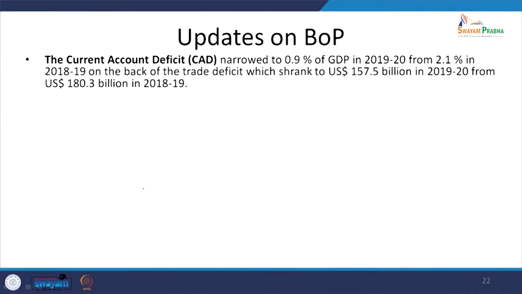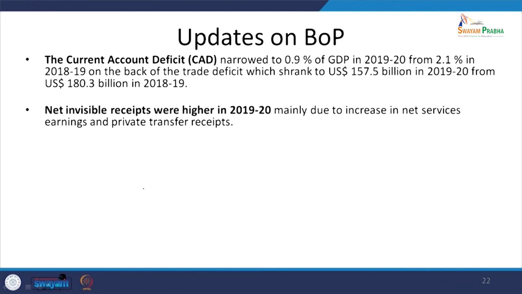Now, there are some updates in the balance of payment structure. We will just count down a few of them, and in the next class we have the title called trends in balance of payment, where we will discuss in detail. Regarding the current account deficit, which refers to goods and services, it has narrowed down to 0.9% of GDP in 2019 from 2.1% in 2018-19, on the back of the trade deficit, which shrank to $157 billion in 2019-20 from 180 billion US dollars in 2018-19.